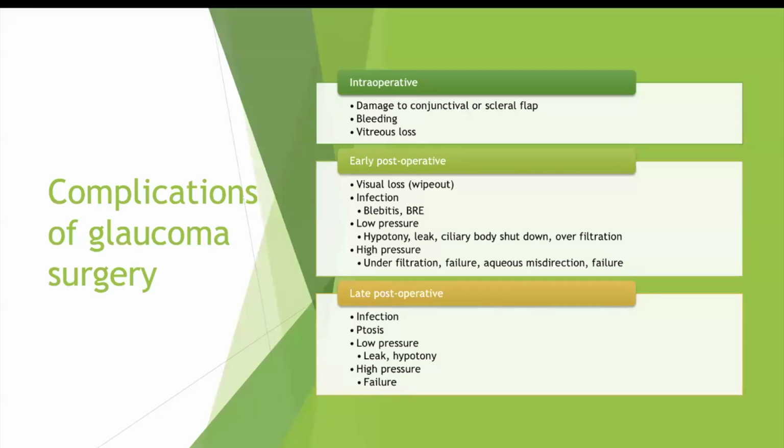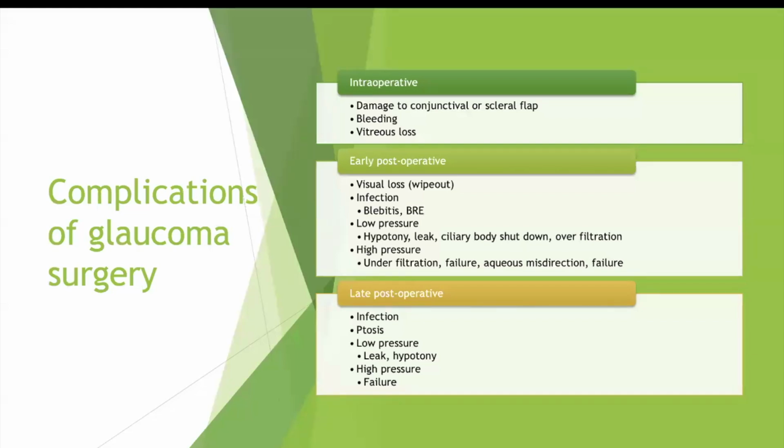So your early postoperative complications that can cause low pressure, things like hypotony, ciliary body shutdown, a leak of the bleb, or it's just working too well and it's overfiltering, it's filtering too much, or you have high pressure, so it's underfiltration, it's just completely failed. Aqueous misdirection, where your ciliary body then starts to push your aqueous out backwards and behind the vitreous, and your vitreous comes forward, and your AC then collapses. Or again, failure, and I've written that twice, and I'm not sure why. Maybe just to kind of hammer it home.